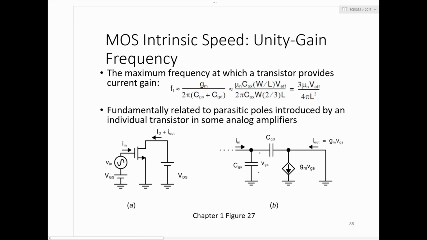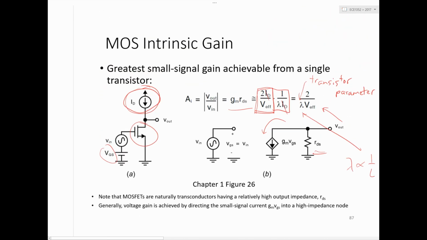So here's an expression. Sorry, we don't have the expression that substitutes that in. But the key point is that if all you cared about was gain, what would you do? How would you size W over L? Let's say the drain current is fixed. Someone says I'm only giving you 100 microamps to spend over there. Nothing you can do with that. How would you size the transistor?